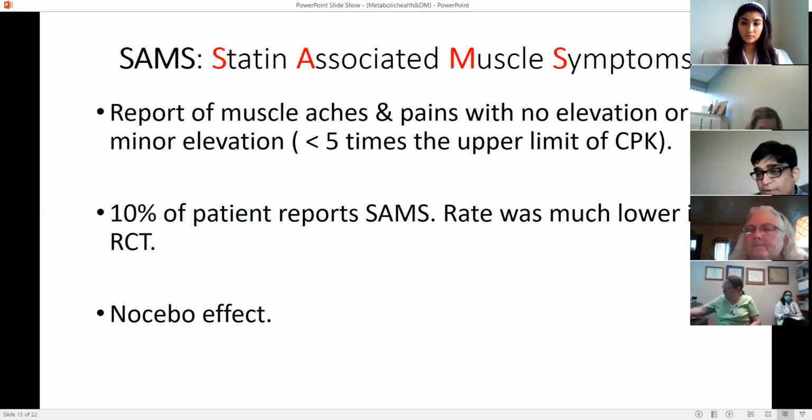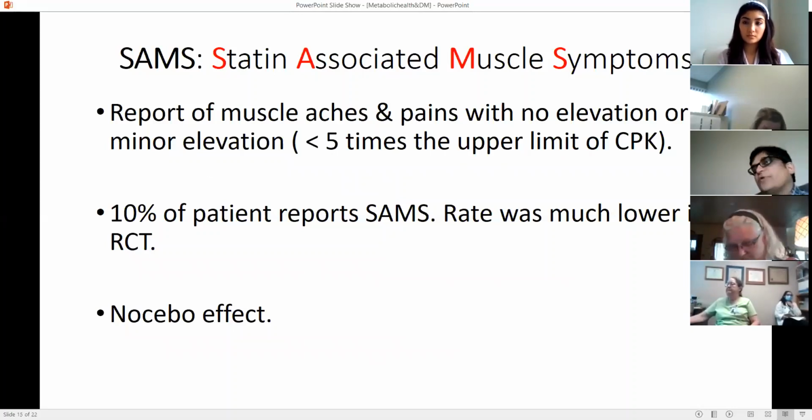10% of the patients will report some SAMS, the statin-induced muscle symptoms. This was noted in the studies as well. However, the incidence was much lower. So some of this is what is called the nocebo. It's the opposite of the placebo effect, because there's so much talk about statins causing these.